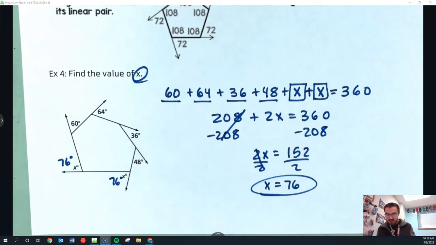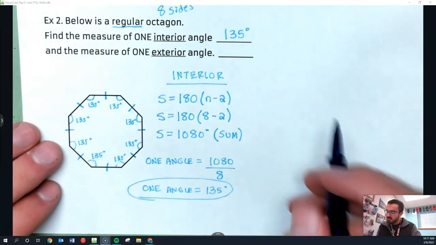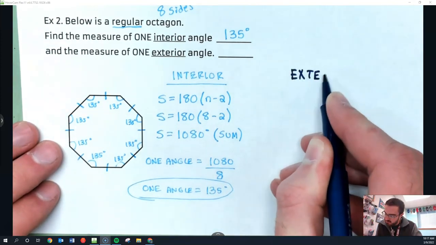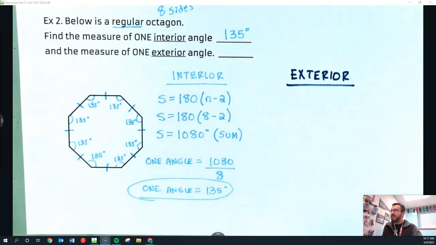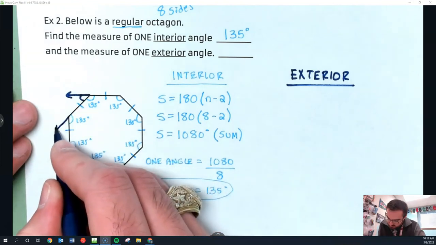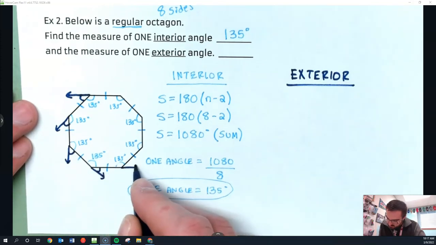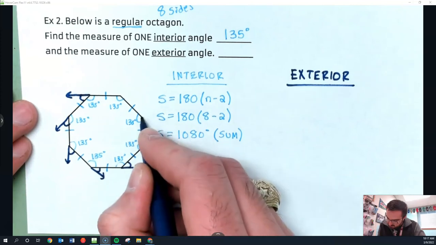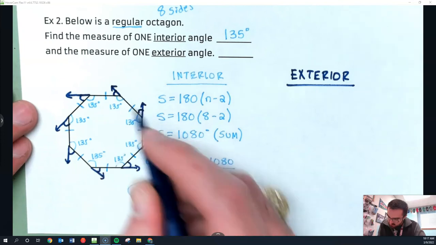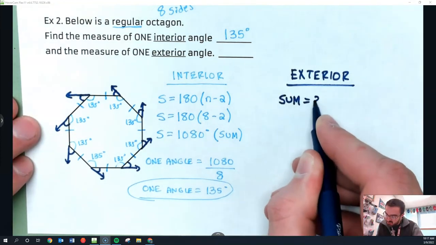That's the last page, but I do want us to go quickly back to example two on the last page to talk about this last part. So we talked about what the measure of all the interior angles would be, but let's now talk about the exterior. That is kind of like if there was an angle right here, an angle right here, an angle right here, all the way around. See how these are on the exterior? What do all those add up to? Well, they all add up to 360. The sum is 360. We know that.